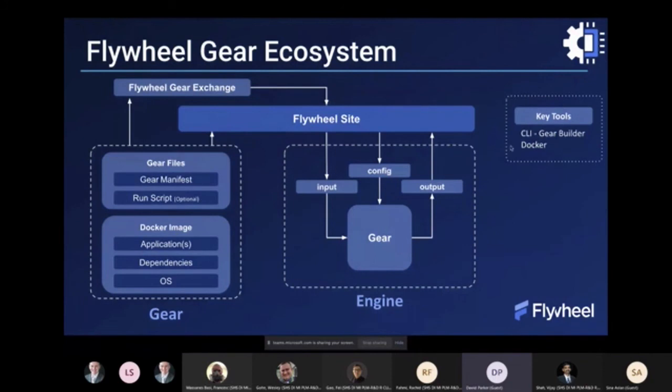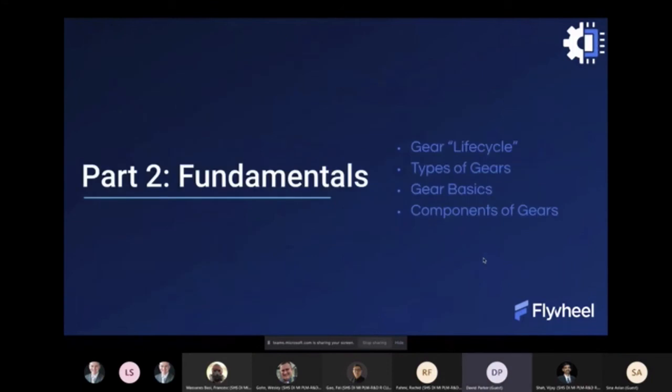And we have a couple tools. I'm not really going to talk about this here because it's more nitty-gritty than we need to get. But there is a very basic gear builder in the CLI that basically just gives you a template manifest, run script and Docker image. It doesn't really help you do much else, but it's good for starting off. Okay, so let's zoom in a little bit more here.